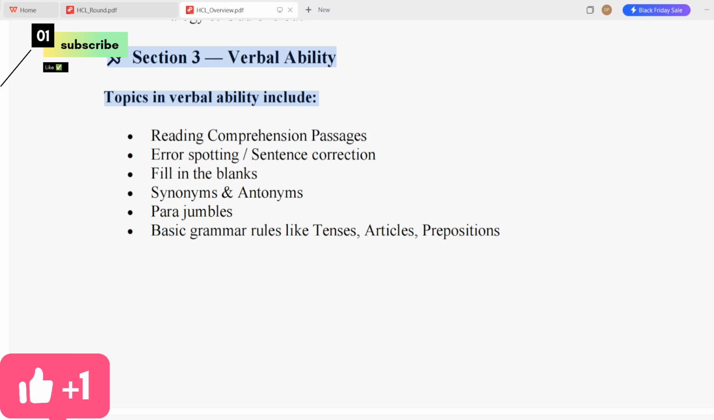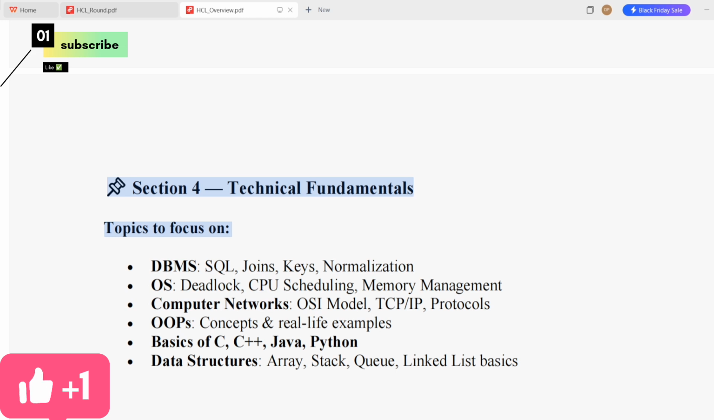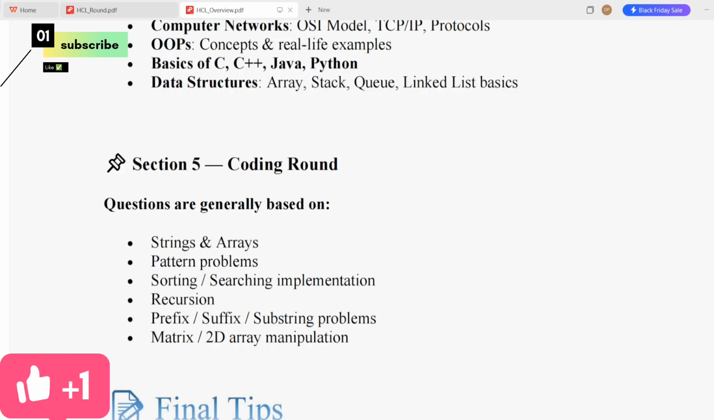The fourth session is technical fundamentals. This is one of the most important sessions in HCL. It contains 15 questions in 15 minutes, and the questions are based on computer science fundamentals. Topics focus on DBMS, SQL, joins, keys, normalization; operating systems like deadlock, CPU scheduling, memory management; computer networks like the OSI model, TCP/IP protocol; and OOPs with real-life examples, basics of C++, Java, Python, and data structures like array, stack, queue, linked list basics. The difficulty level is medium to high. Concepts should be clear, not just memorized.